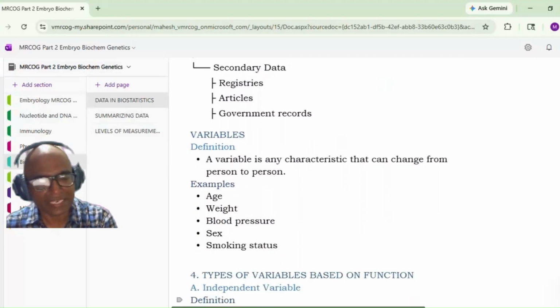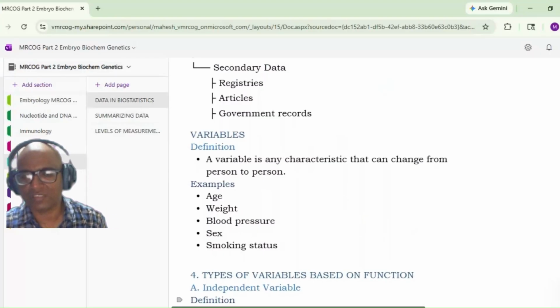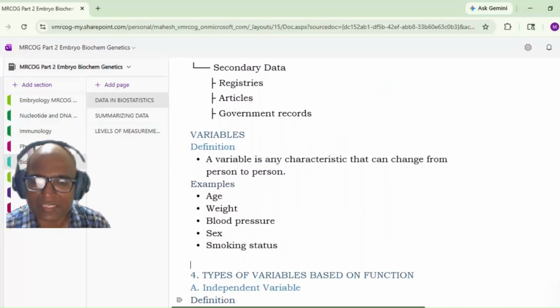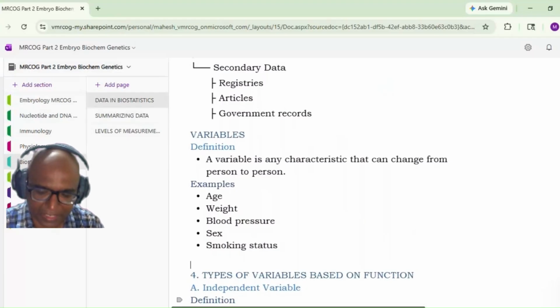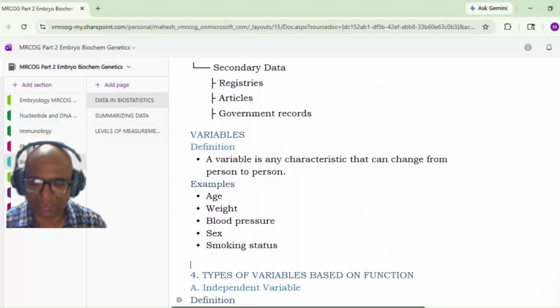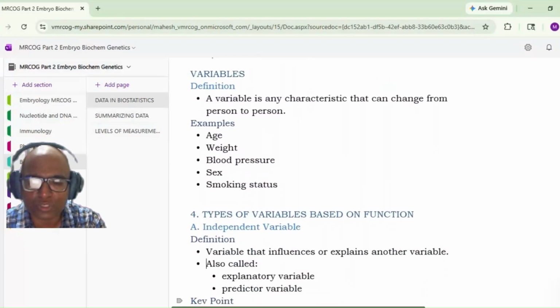Okay. Now, the second point to learn is variables. What is a variable? This word variable we will come across in statistics, so we should know what a variable is. A variable is any characteristic that can change from one person to another, or a characteristic under study. When we perform a study, what variable change are we looking for? Examples are age, weight, blood pressure, sex, smoking status, etc.